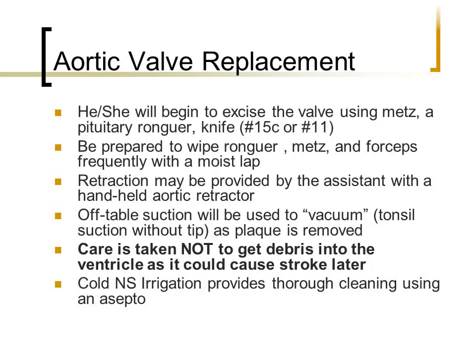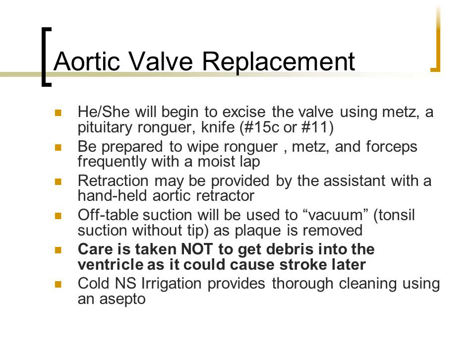Aortic valve replacement. He or she will begin to excise the valve using Metz, a pituitary rongeur, knife, #15C or number 11. Be prepared to wipe rongeur, Metz, and forceps frequently with a moist lap. Retraction may be provided by the assistant with a handheld aortic retractor. Off-table suction will be used to vacuum, tonsil suction without tip, as plaque is removed. Care is taken not to get debris into the ventricle as it could cause stroke later.